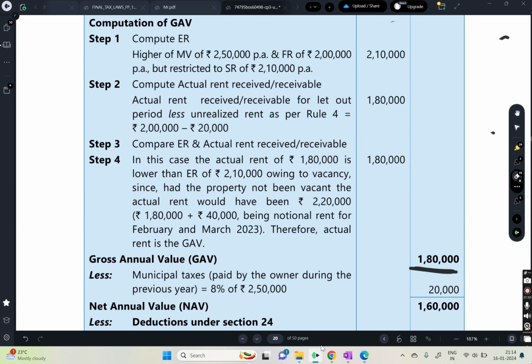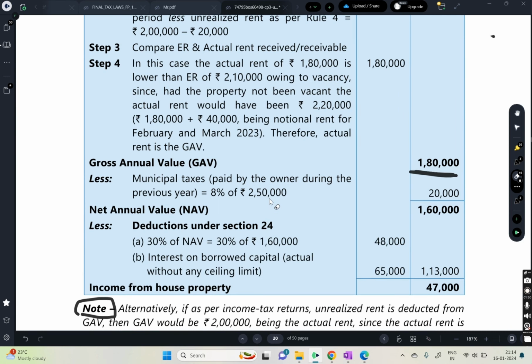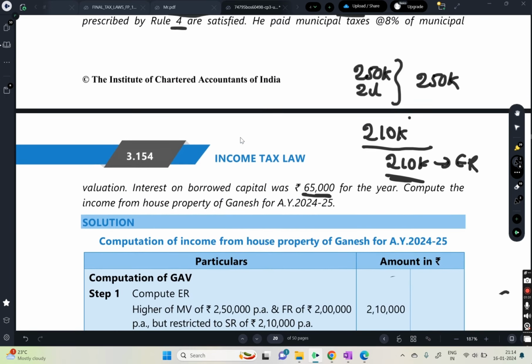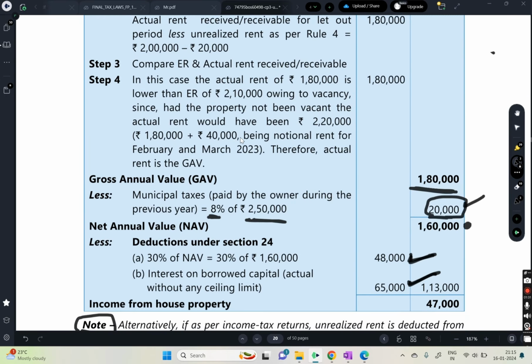Yes, sir. Now GAV is equal to 1,80,000. Then municipal taxes, we deducted them. This is not unrealized rent, this is municipal taxes. They have given the percentage in the question, and municipal value is 2,50,000. Then we get 1,60,000. Then there is the flat deduction of 30% of NAV, and whatever interest on borrowed capital is given in the question, we will allow without any ceiling limits. Is this question completely understood? Yes, sir. Finding this is the biggest thing.